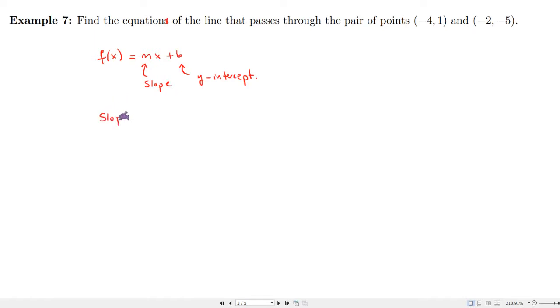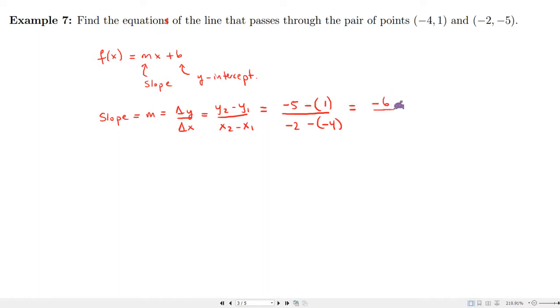So what is the slope? That's m, the change in y over the change in x. So that's y2 minus y1 over x2 minus x1. Let's pick negative 5, and we'll subtract y1, which is 1, over negative 2 minus the negative 4. Let's simplify this. This would be negative 6 over 2, and this becomes plus 4, so that'll be positive 2, and that gives us negative 3.